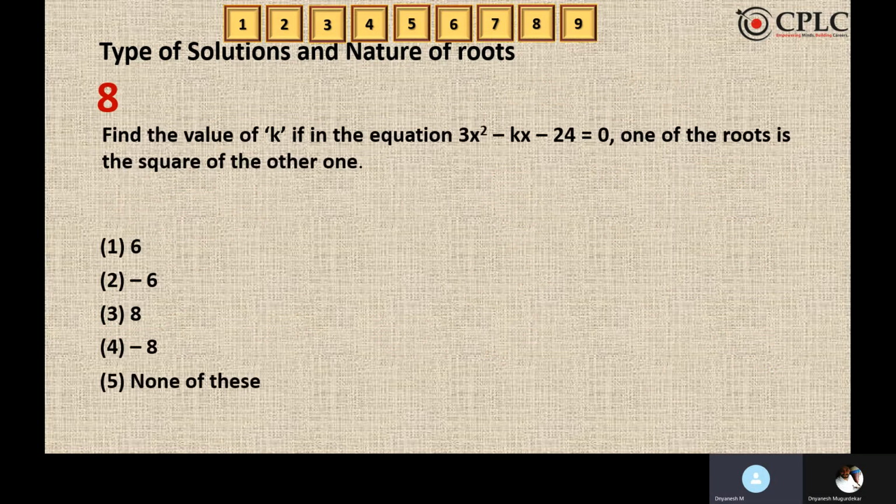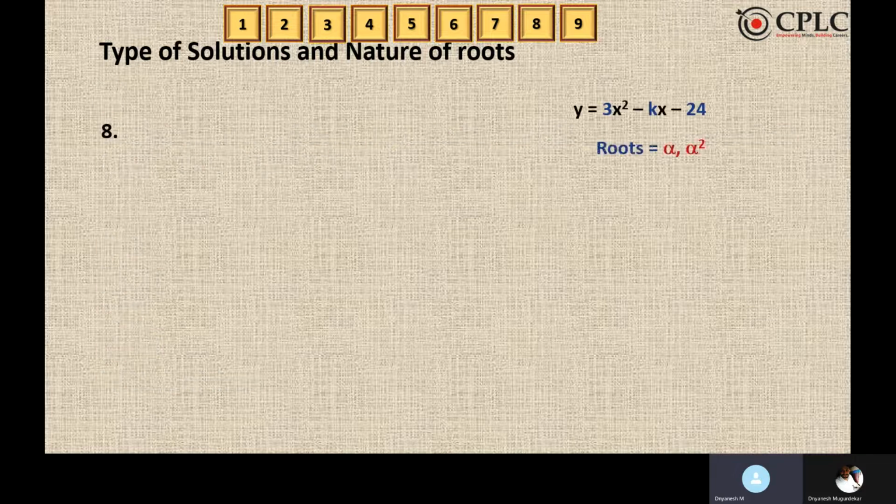Eighth one, find the value of k in the following equation if one of the roots is the square of the other one. So one root is the square of the other root, basically. So first of all, instead of alpha and beta, you could have said alpha and alpha square or beta and beta square. And then here you are going to use something called sum of the roots and product of the roots. So sum of the roots, the formula is minus b by a, and sum of the roots in this case will not be alpha and beta, it will be alpha plus alpha square, because one of the roots is the square of the other root.